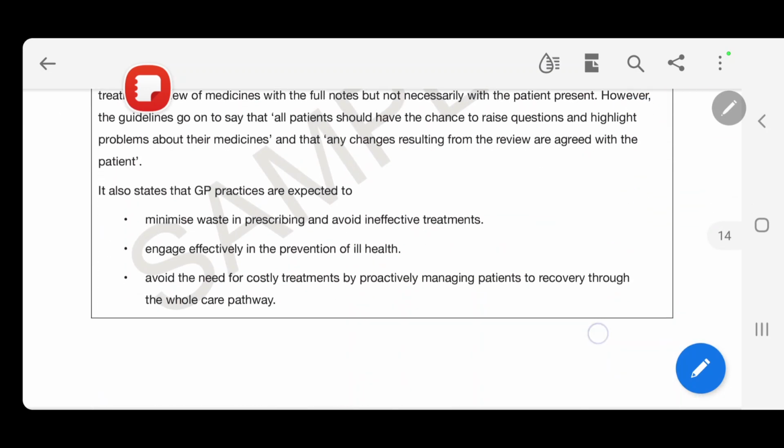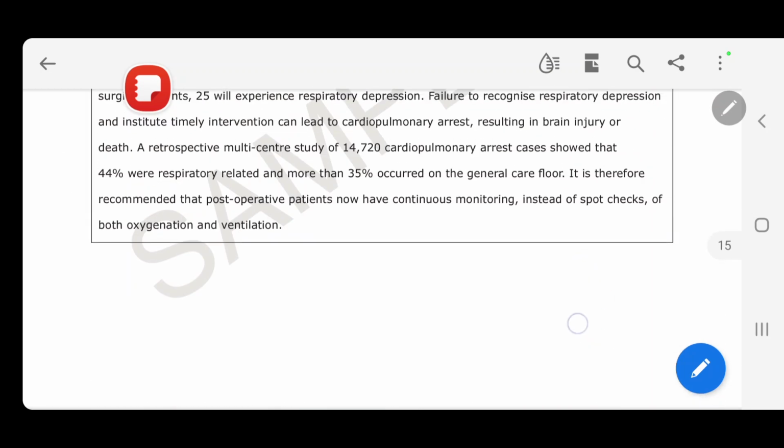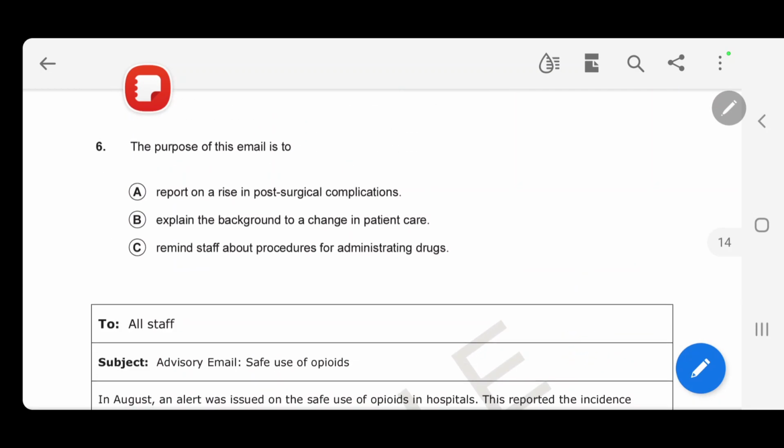Okay, we can go for part C now. The last question we can also do. If you can see the purpose of this email, they're asking you about the purpose. Normally the purpose is in the first two lines or the last line. What we have: report on rise in surgical complication, explain the background in patient care.